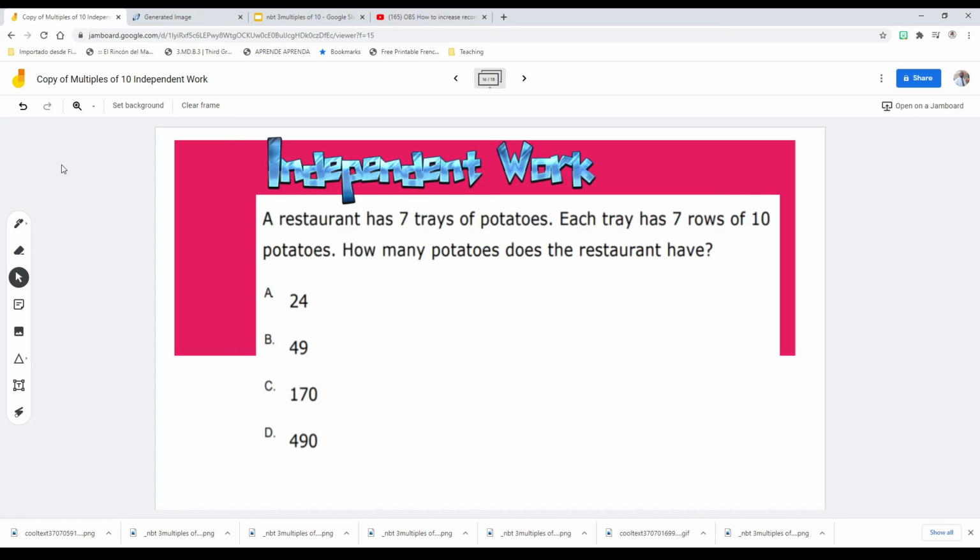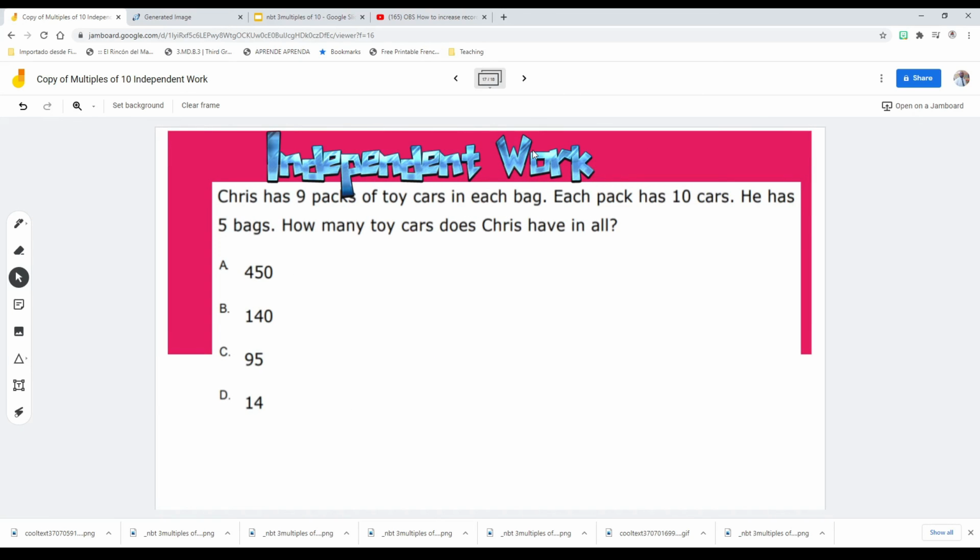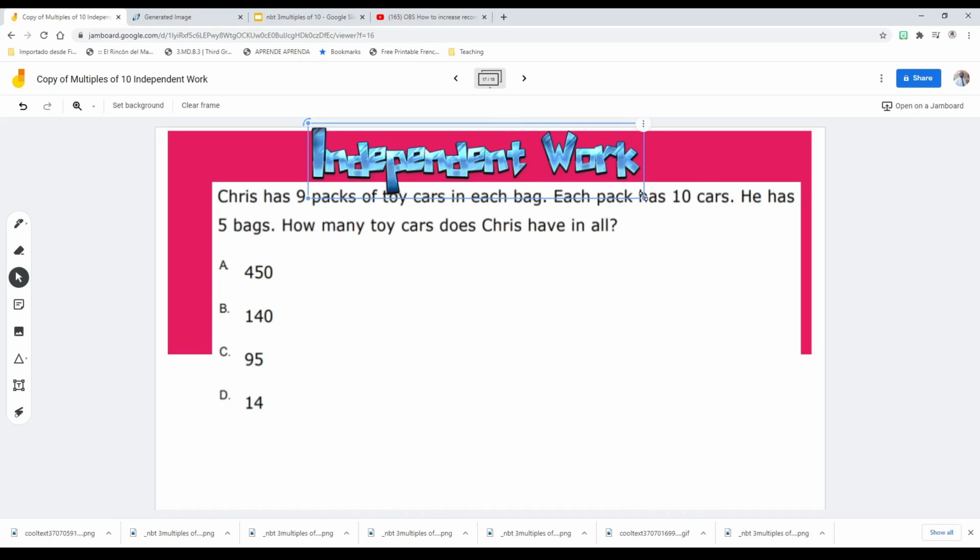Remember, a multiple of 10 is any number that has a 0 at the end of it, and it's any number that you multiply by 10. And also, on the next slide, you'll also have the opportunity to solve this problem. Read that as many times as possible until you really understand what you're being asked, and you can provide a correct answer to this exercise.